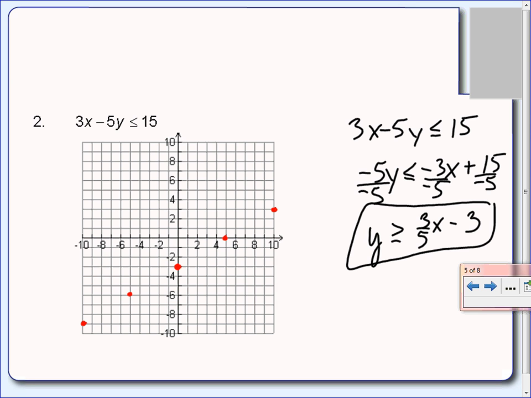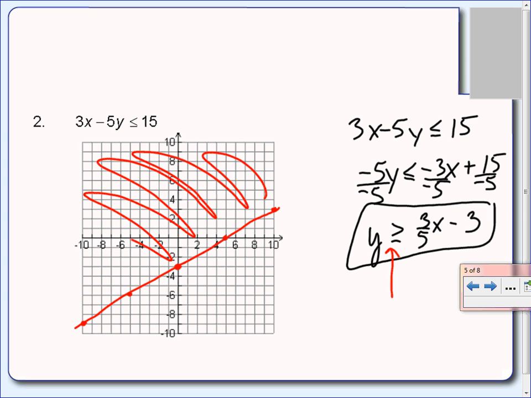Once again, don't get in a hurry here. What kind of line do I need to use? The dotted one or the solid one? Solid. There's a solid line. All I need is the shading. I notice that I'm looking at a greater than symbol. Anytime I have a greater than symbol, I should be shading to the top. So I'm shading all of this area here. This is where all my solutions are. Lots and lots and lots of ordered pairs.